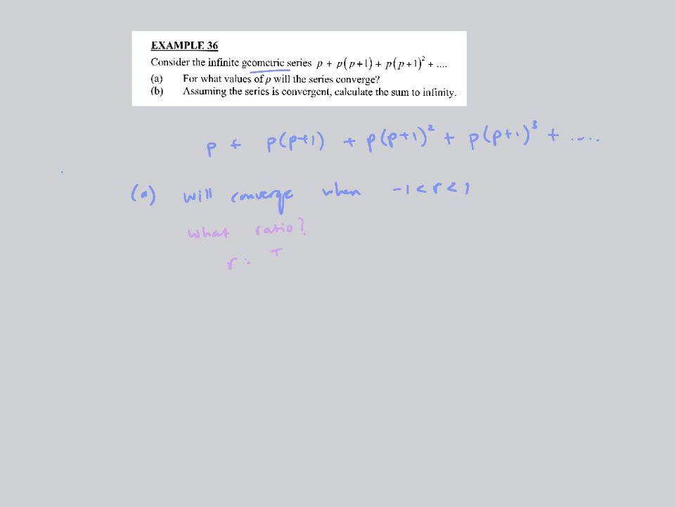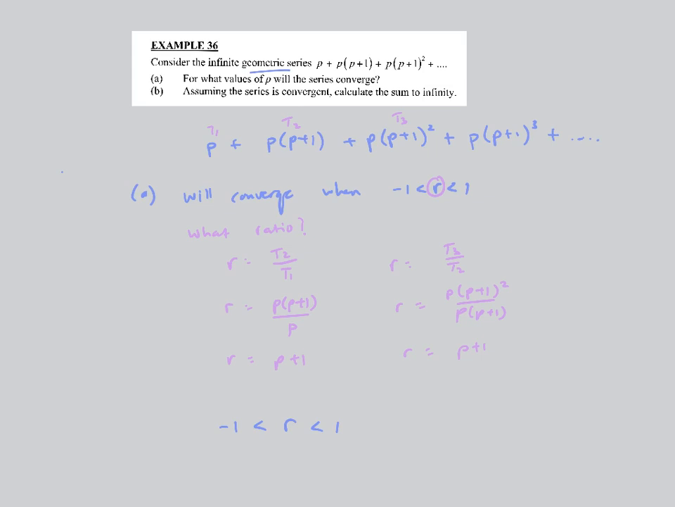In other words, we can also work it out. What is term 2 divided by term 1? Or what is term 3 divided by term 2? But those must be the same, right? So that's term 1, that's term 2, that's term 3. So term 2 is p times (p plus 1) divided by p. And then term 3 is (p plus 1) squared divided by (p plus 1). So therefore that is equal to p plus 1, and that there is also equal to p plus 1, right? Cool.